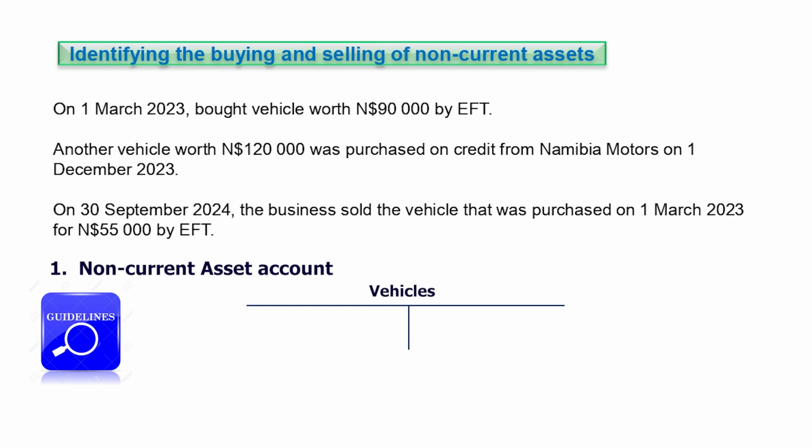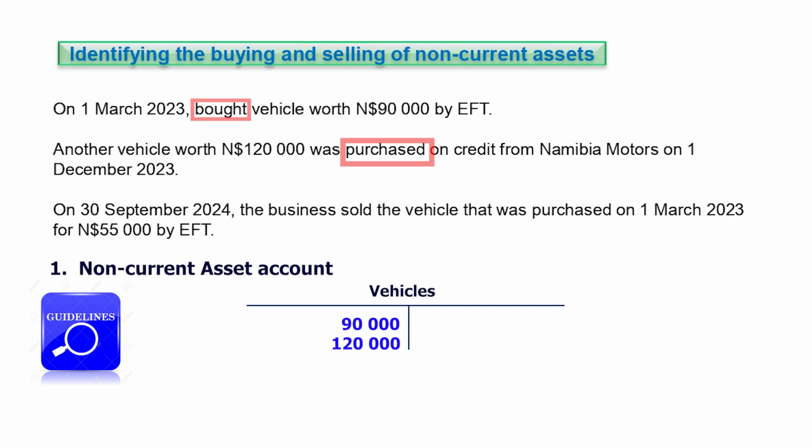And what does our guiding principle say? Our guiding principle says if we bought something, we should put it on the debit side. Another vehicle worth 120,000 was purchased on credit from Namibia Motors on the 1st of December 2023. So purchased is the same as bought, so that also goes on the debit side.